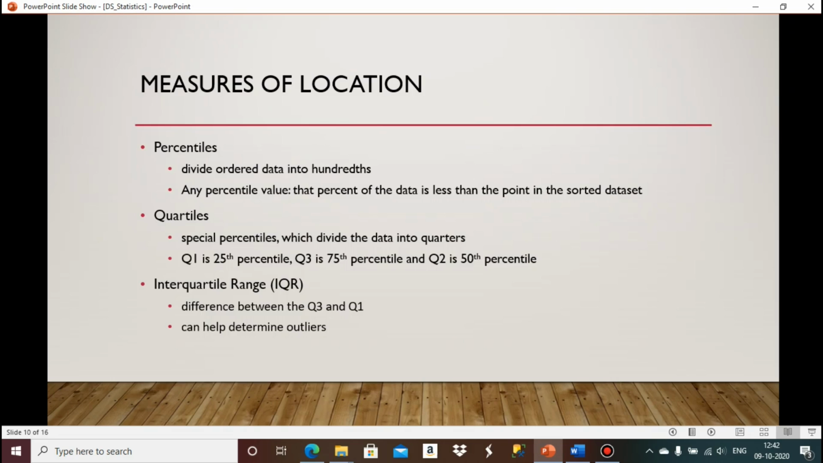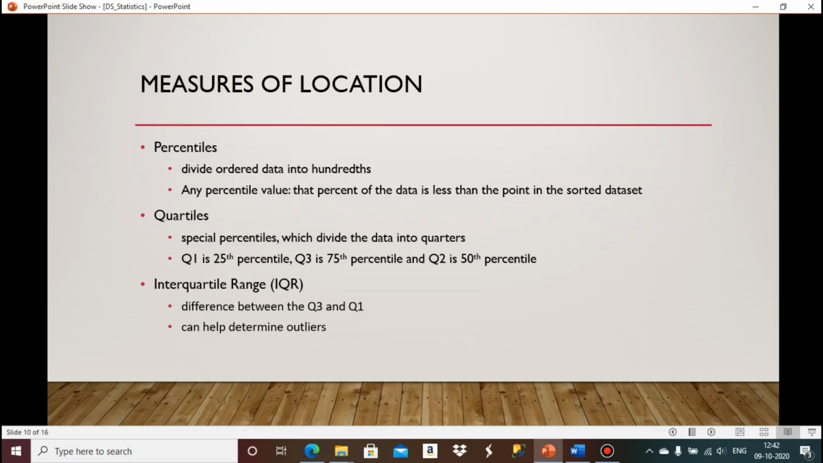So if it is a sorted data set of marks, say there are some 500 students in your class, if all the marks are sorted in an order and if you got 90 percentile, that means that 90% of the total students got marks less than you. So you can understand that there are 10% of students in the class who perform better than me. So that is the calculation of percentile.